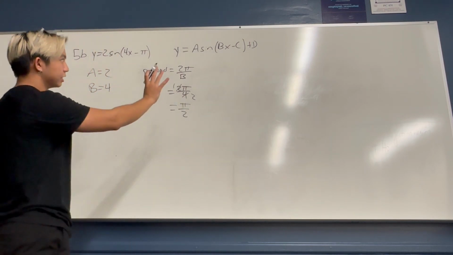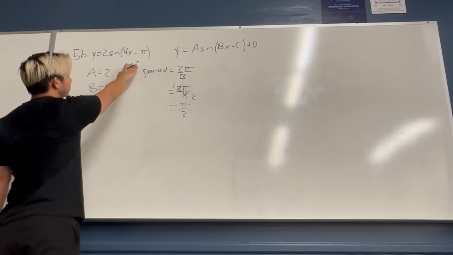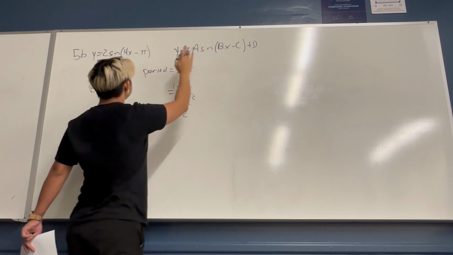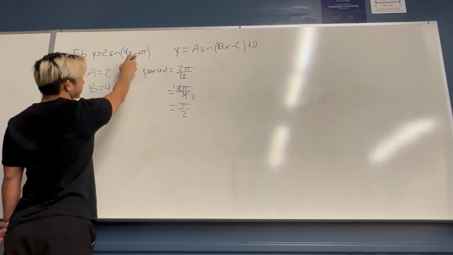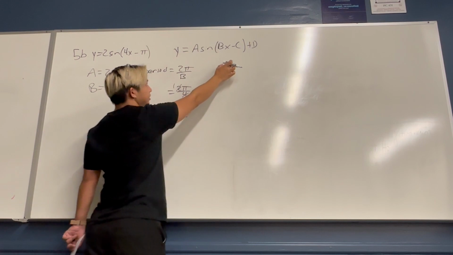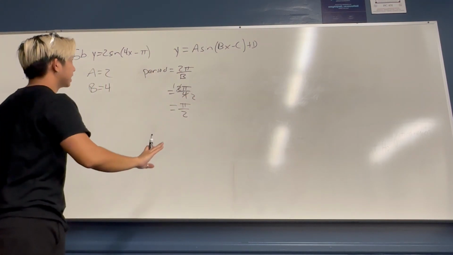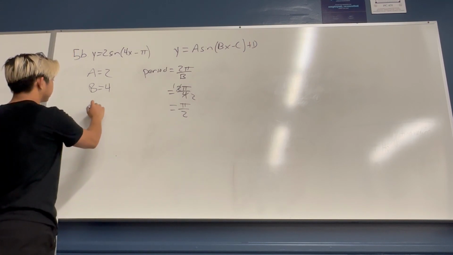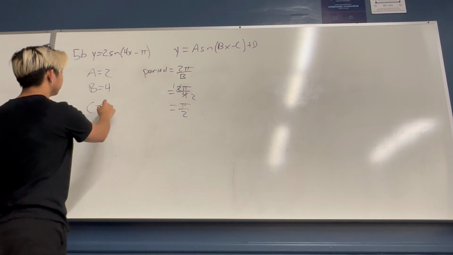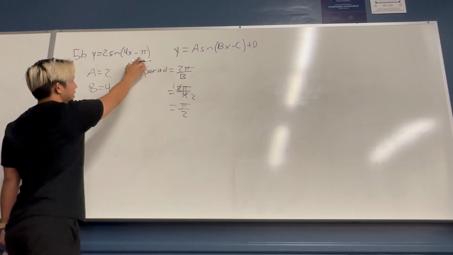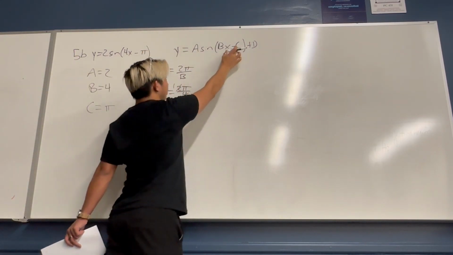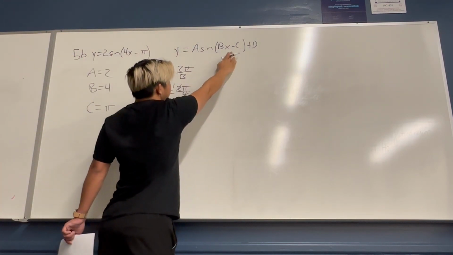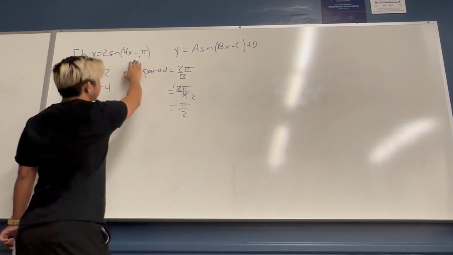Our phase shift is our c, right? So what do we have here? We have a 4x minus pi, and we have bx minus c here. So I plug this minus pi into the c. Actually, I guess this is easier. C here is just pi, if that makes sense. We have a negative pi here and a negative c here, right? So if I plug in a pi into the c, I would just get bx minus pi, right? And that's how we get here.